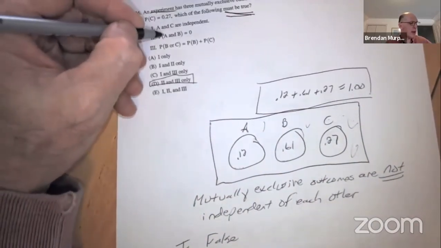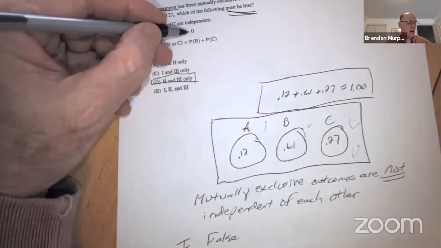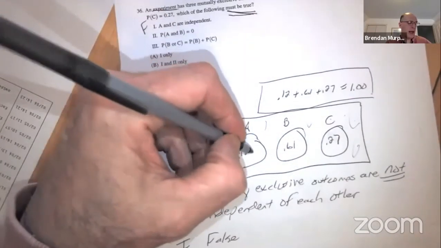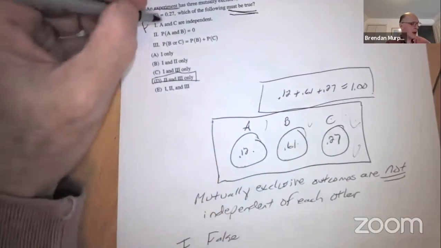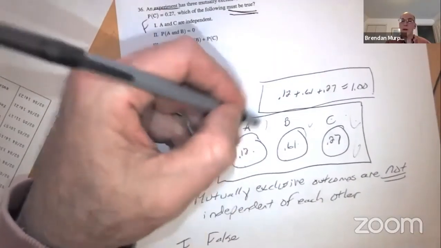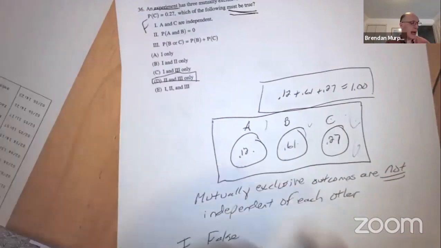Well, the probability of getting A and B is 0. Yeah, that makes sense. You're either in A or B. There's no overlap. You have to be in A or B, so you can't be in both at the same time. So the probability of A and B is 0.